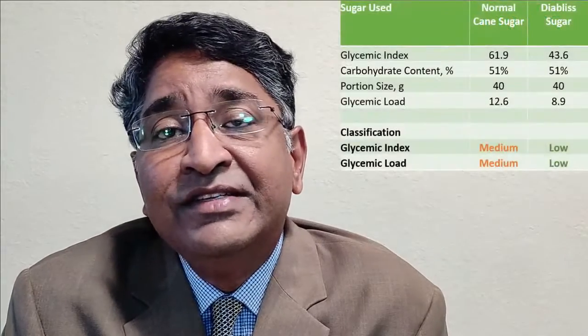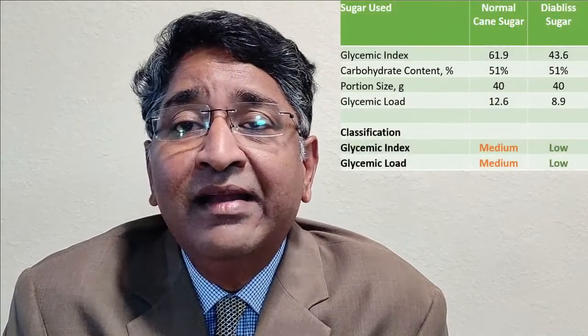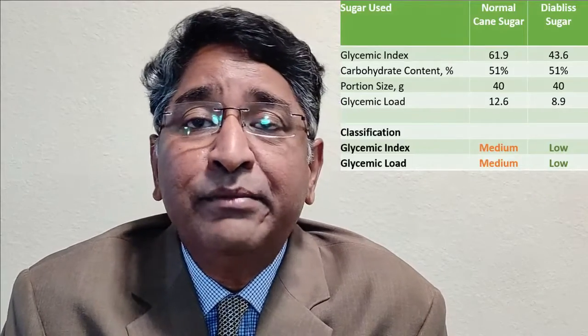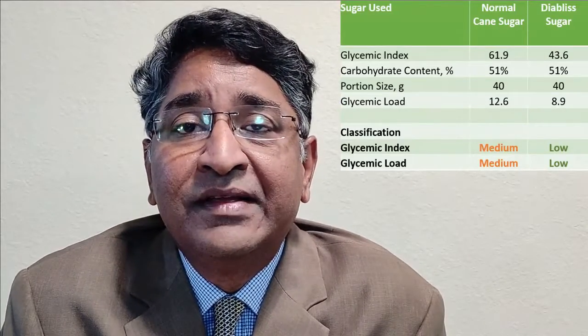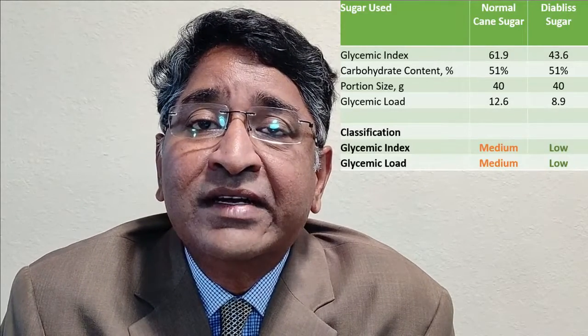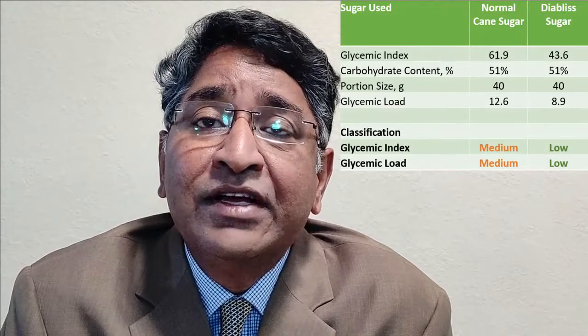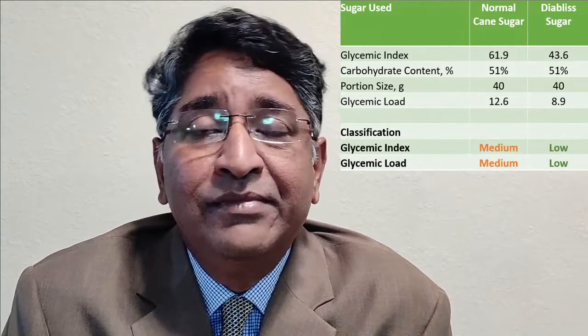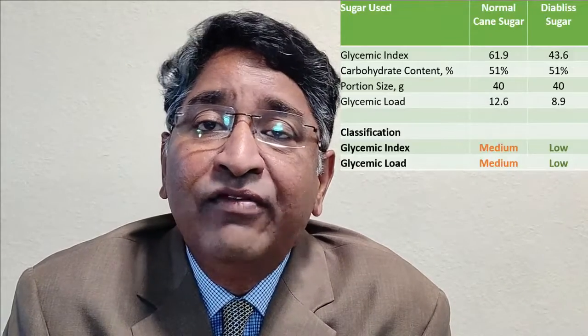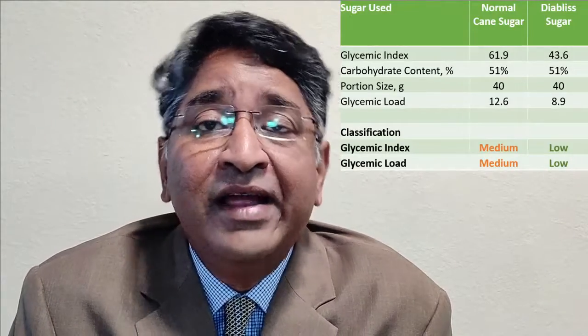Let us now take the example of a popular sweet, son papdi. Here we have GI and GL of son papdi made with normal cane sugar and son papdi made with diabetic sugar. In this formulation, you can see consuming 40 grams of son papdi shows that GI and GL with normal cane sugar fall in the medium category, whereas with diabetic sugar, they fall in the low GI and low GL category.